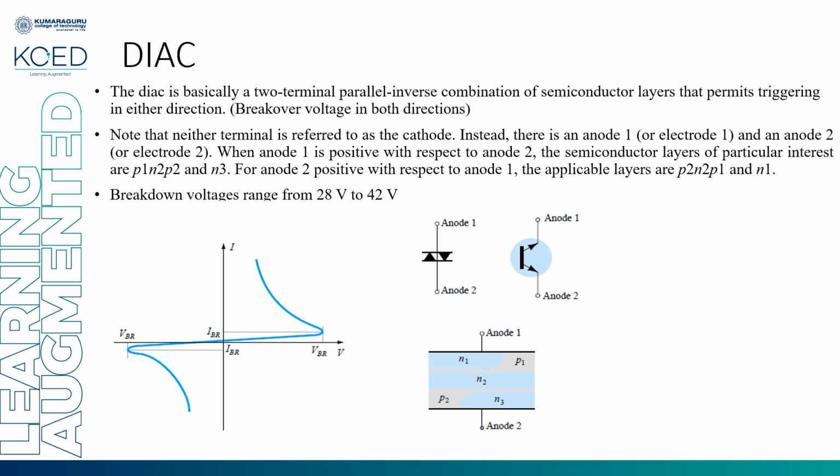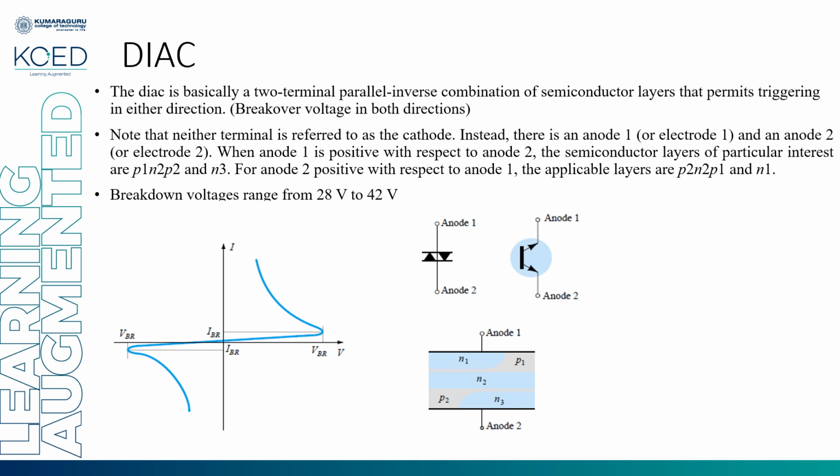Here you cannot call any of the terminals positive or negative. We can say that we have an anode 1 or electrode 1, anode 2 or electrode 2. Since we have current possible in both directions, we use this methodology where we don't call a common electrode cathode and anode. If electrode 1 acts positive, we can say electrode 2 will act negative. If electrode 2 acts positive, electrode 1 will act as negative, and vice versa.